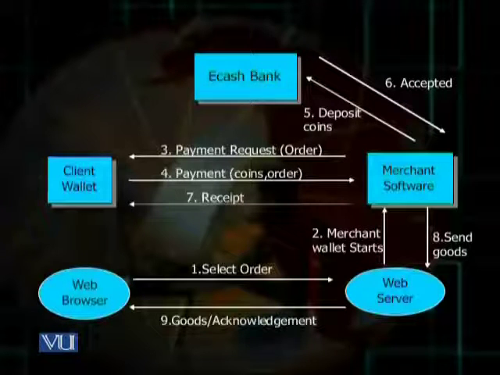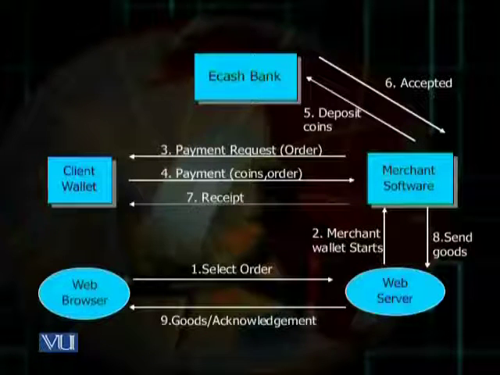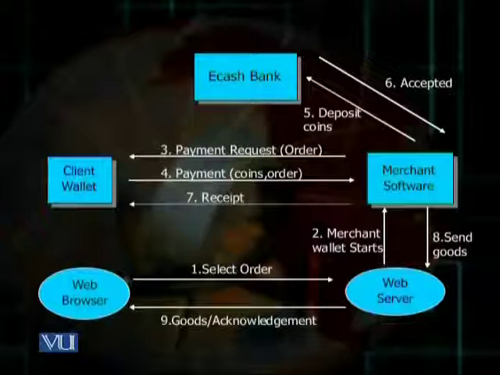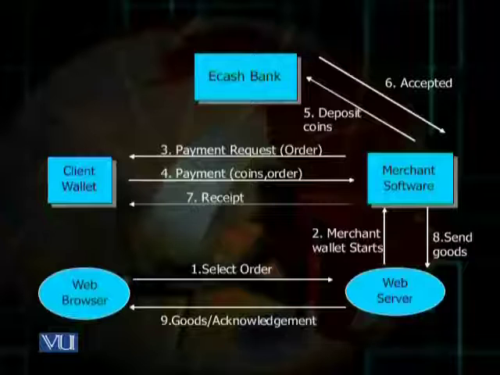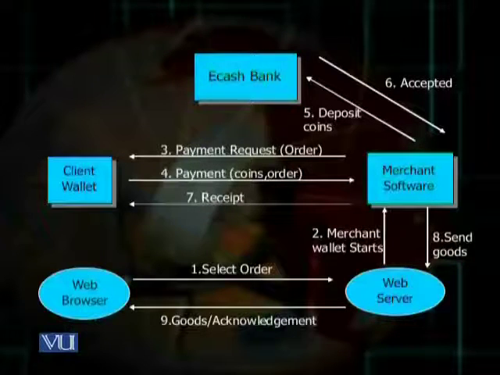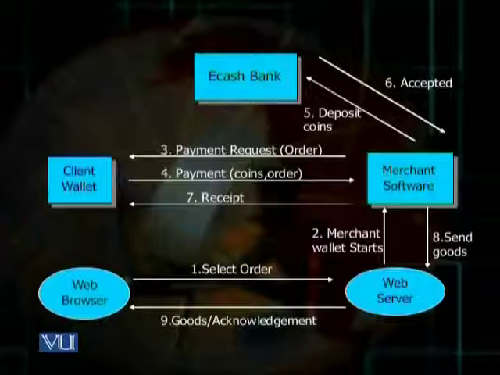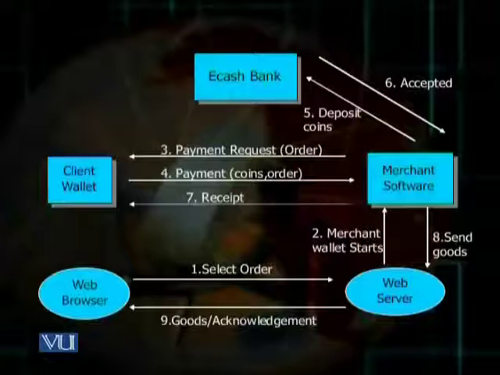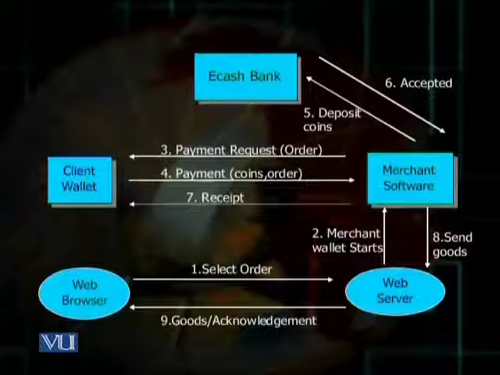In step number 5, the merchant software would deposit these coins to the eCash Bank and would request to check the validity of these coins by matching against the database of spent coins maintained by the eCash Bank. In case these are unspent coins, they are valid, then the indication of acceptance in step number 6 is passed over to the merchant software by the eCash Bank.